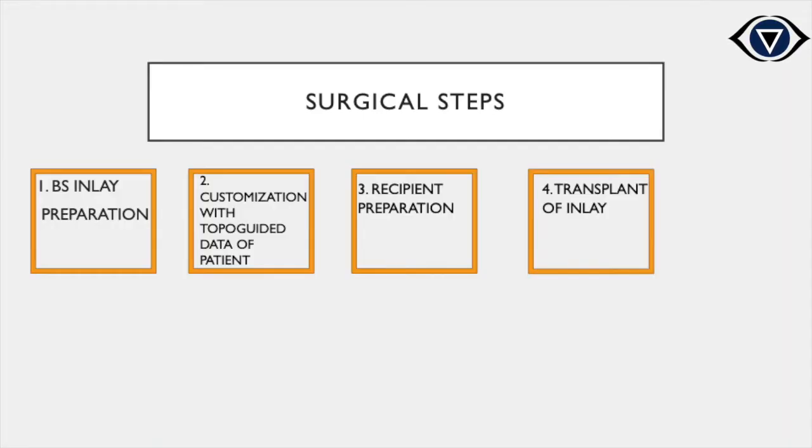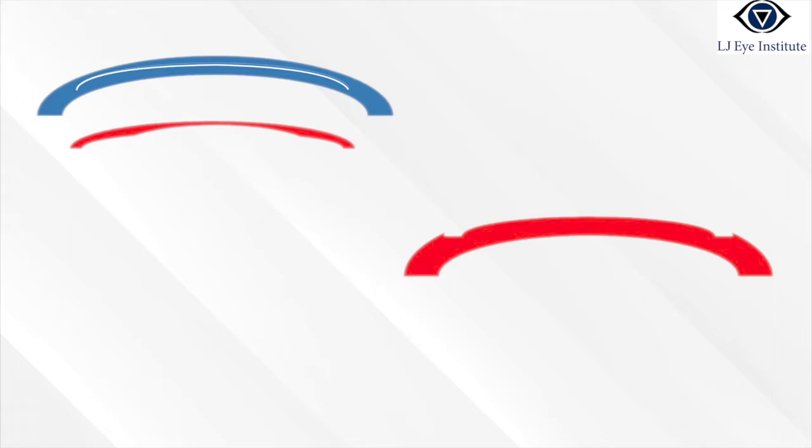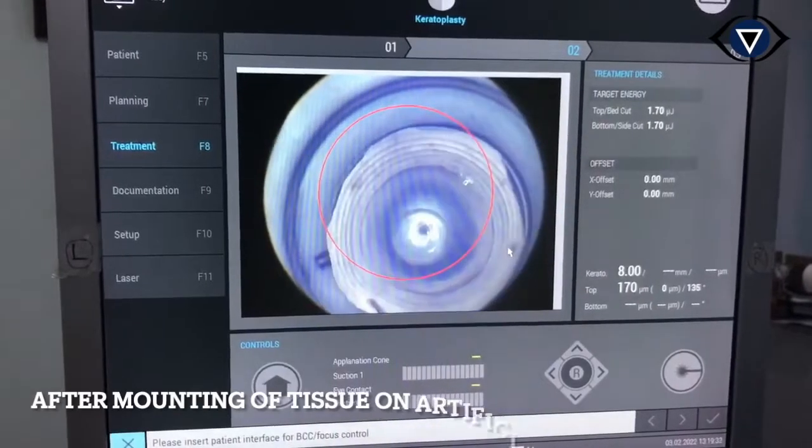The surgery incorporated 4 steps. First, the Bowman stromal inlay was prepared using femtosecond laser. Then the customization of the inlay was done according to the topographic data of the patient. Then this customized inlay was transplanted into the intrastromal pocket of the recipient using IOL injector. So first let's have a look at donor preparation.